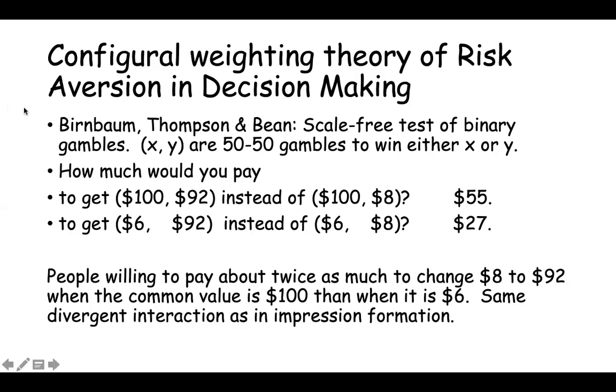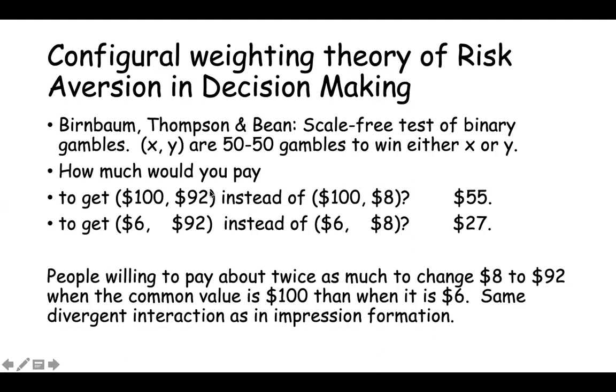And Birnbaum, Thompson, and Bean, in fact, did that. Scale free test of binary gambles. You set up a factorial design of X and Y, and you have people judge the differences between them. And so we ask questions like this. How much would you pay to get a $100 versus 92 50-50 gamble? In other words, once you own the right to play this, you're either going to get 92 or $100 instead of the gamble. Suppose you have now the gamble 50-50 to get 100 or 8.